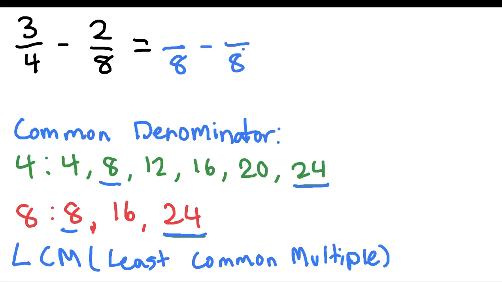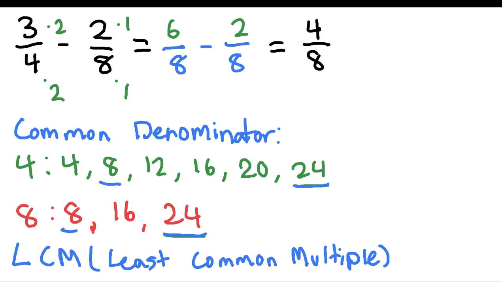I'm subtracting. So now, to get from 4 to 8, we have to multiply by 2. So we're going to multiply the numerator by 2 as well. So 3 times 2 is 6. And for 8, to get to 8, we just multiply by 1, because 8 times 1 is 8. Any number times 1 is that number. And then we multiply the top 2 by 1 as well, and we get 2.